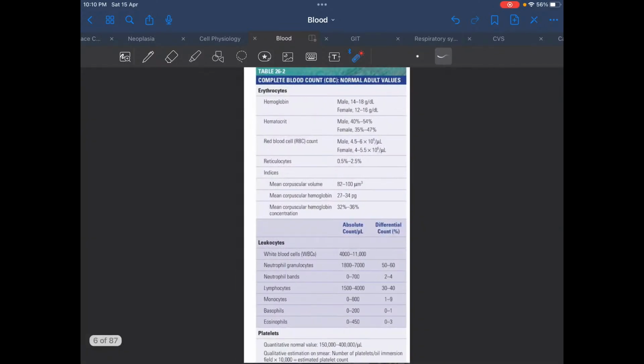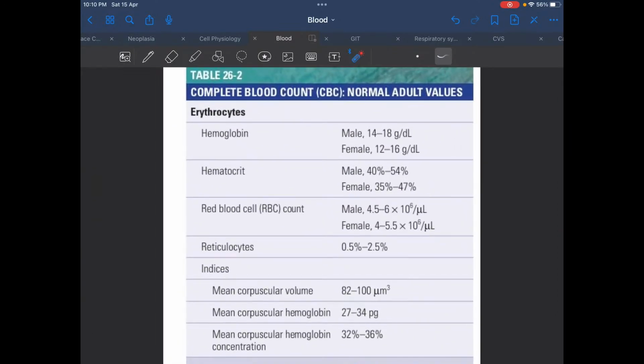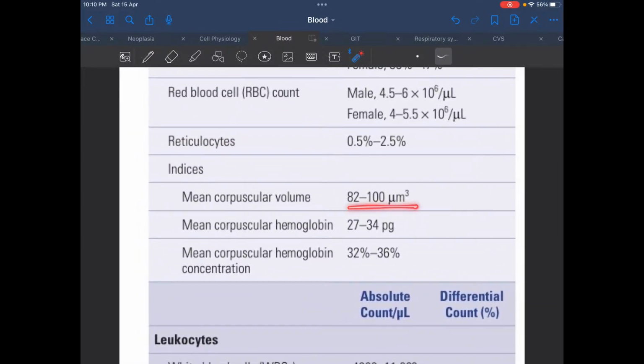Okay. Now this is again I've taken from Robbins only. So hemoglobin की basically we should know males के case में 14 to 18 gram per deciliter, females के case में 12 to 16 gram per deciliter, and same goes to hematocrit value as well, slightly more in case of males. Males के case में 40 to 54% and females के case में 35 to 47%. RBC count हमें we usually remember as 4.5 से लेके 6 million, ठीक है, per microliter. Reticulocyte count is 0.5 से लेके 2.5%, ठीक है, and this is the MCV that we take as normal, that is 82 से लेके 100 micrometer cube is your mean cell volume.